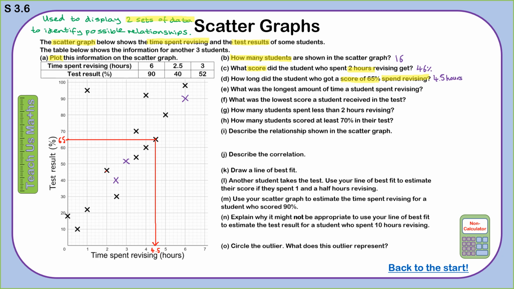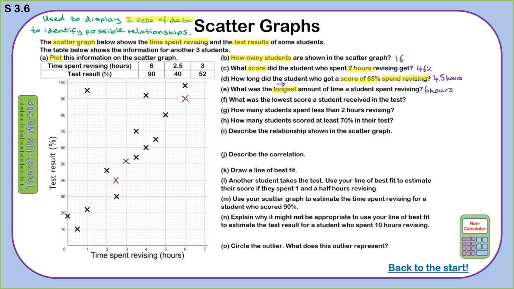So the student who got a score of 65% spent 4.5 hours revising. Part E. What was the longest amount of time a student spent revising? So for this question, we need to look for the point or points that are the furthest to the right or the furthest along the x-axis. And in fact, it's these 2 points here. Both of those students spent 6 hours revising, which was longer than any of the other students.